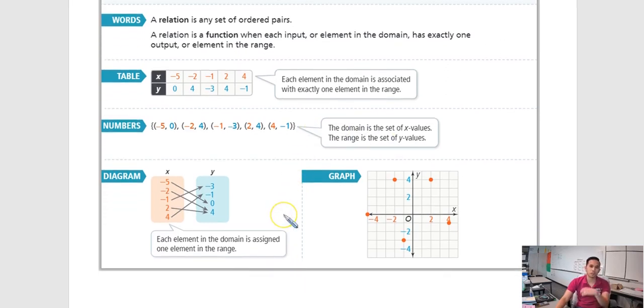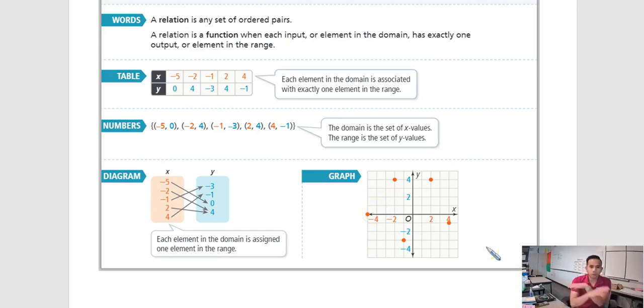Second, you can also present your domain and range using a diagram. We call this one mapping. Each element in the domain is assigned one element in the range. Or we can also do a graph. So your graph also can be used to identify it.